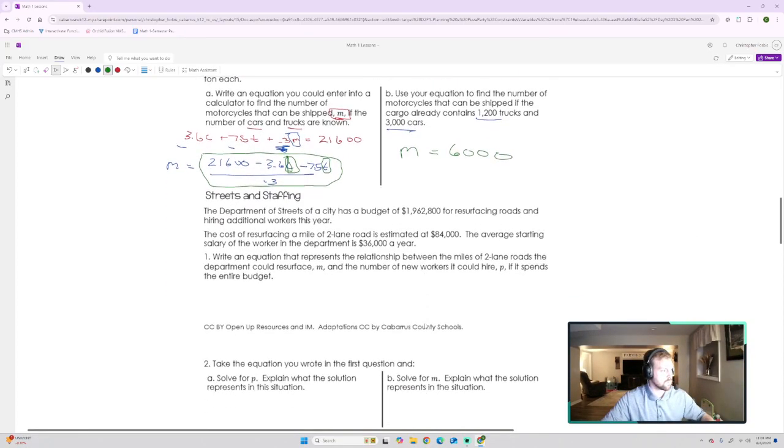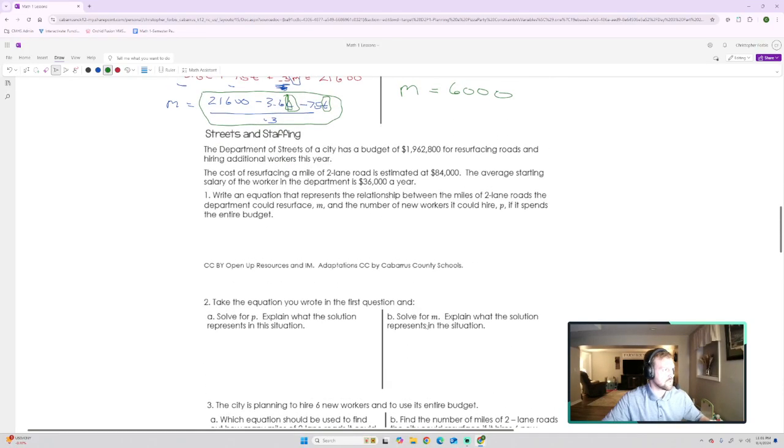Moving right along. One more big problem and then we'll get to the summary. It says the Department of Streets of a city has a budget of almost $2 million for resurfacing roads and hiring additional workers this year. The cost of resurfacing a mile of two-lane road is estimated at $84,000. The average starting salary of a worker in the department is $36,000 per year. So let's keep those numbers in mind.